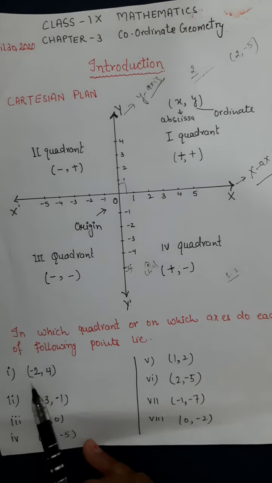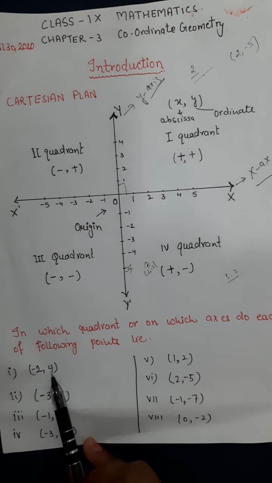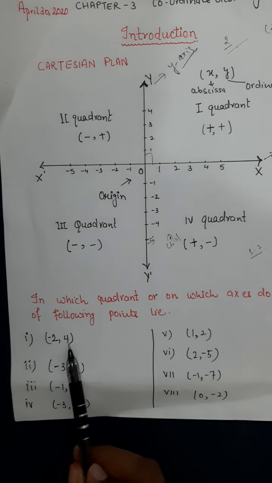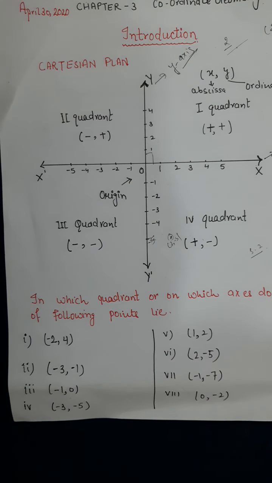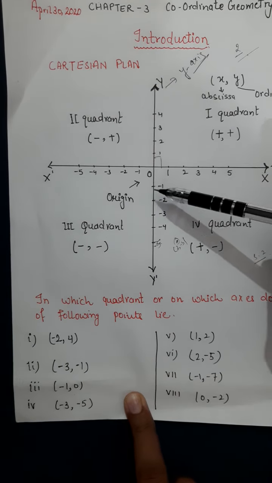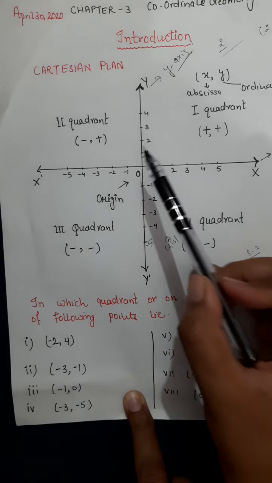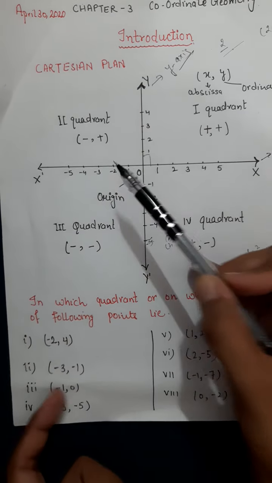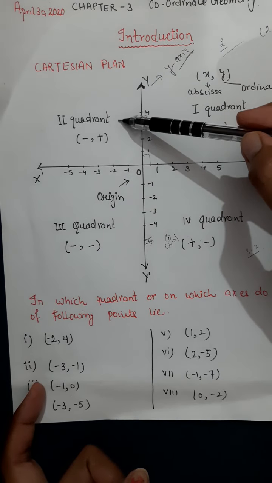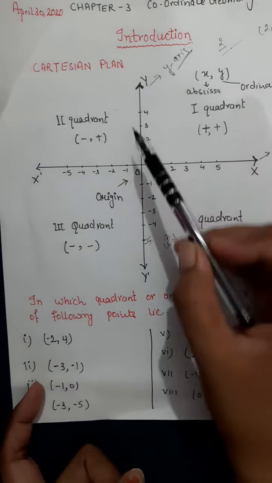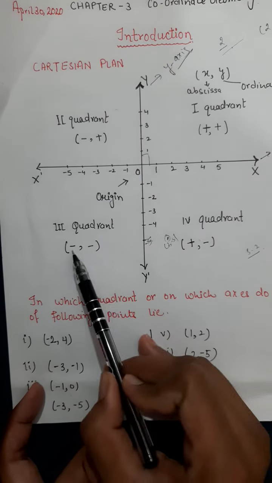See, minus 2 and 4. The first point is minus 2 and 4. You need to tell where it will lie, first quadrant, second, third or fourth. So just try to locate it. Negative 2 of x and positive 4. Positive 4 is where? This side. You may locate it, or you may guess it from these signs only.